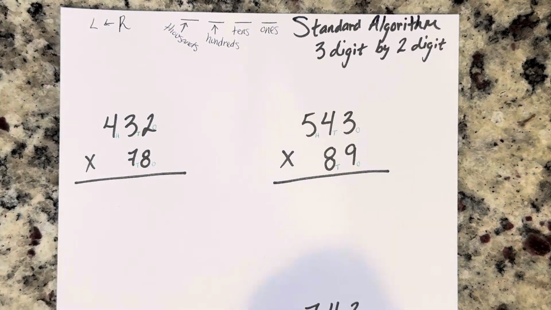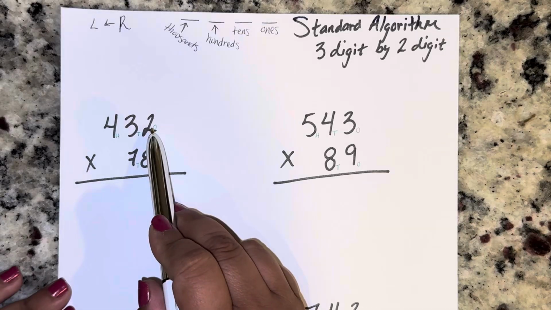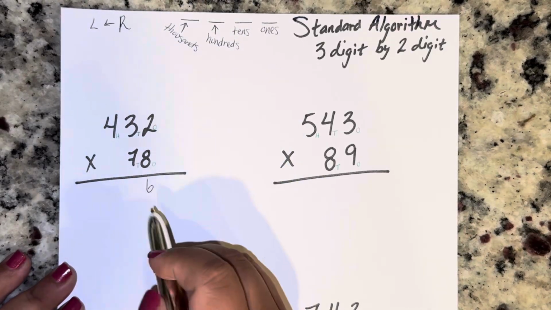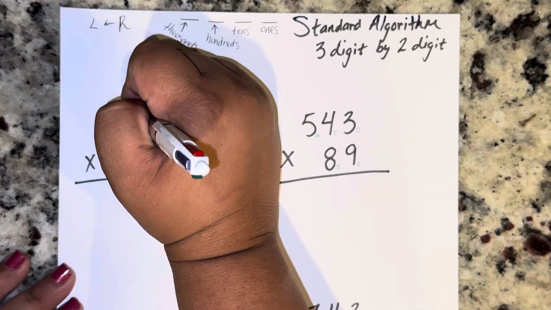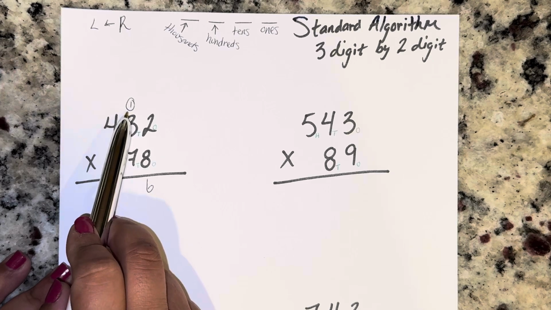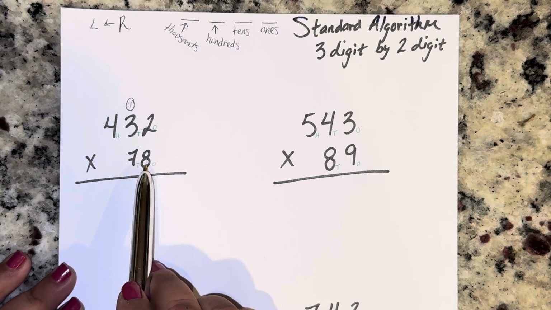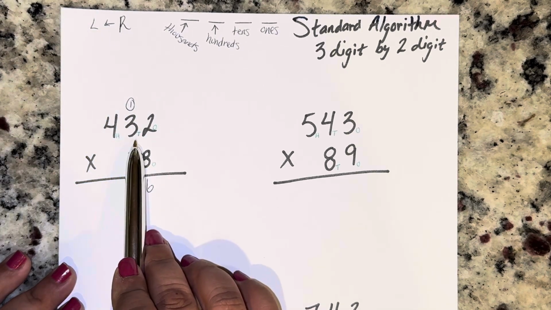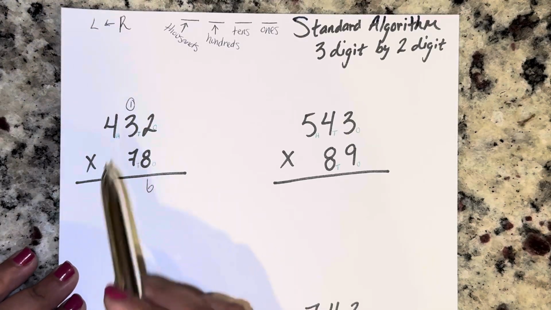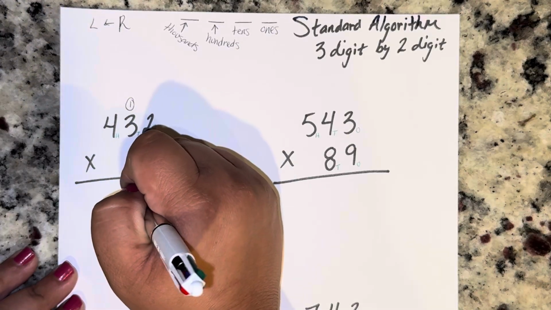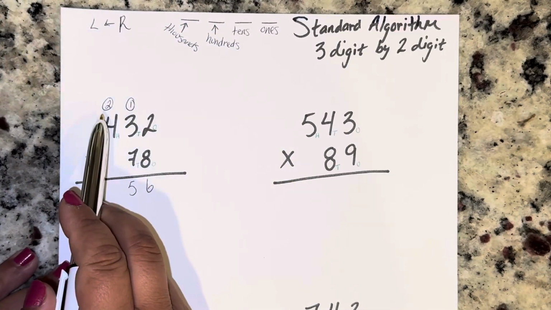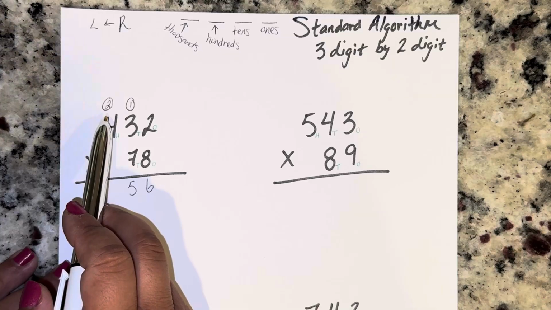So we start with 8 times 2 is 16. I'm going to bring my 6 down and I will regroup my 1. I'm going to circle it to indicate that I need to add that 1 once I reach that point. Now we do 8 times 3 is 24 plus 1 is 25. I'm going to bring my 5 down and I will regroup my 2. I'm circling it to indicate that I need to add it once I get to that point.